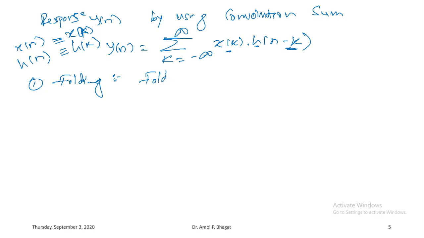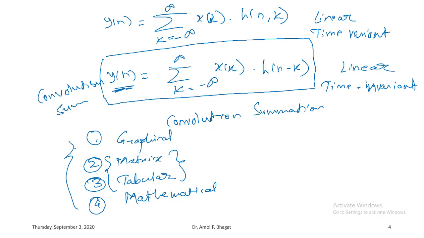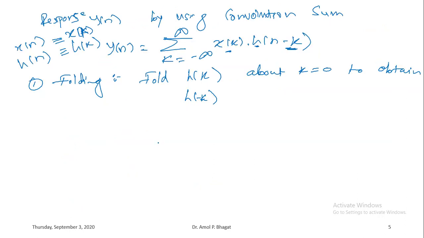So you fold h of k about the origin, about k equals 0, to obtain h of minus k. That is the first step. If you are identifying the convolution summation by using any one of these four methods, these four steps will be common in all of those methods. So you are initially performing folding on the given impulse response h of k to get h of minus k. Then the second one is shifting.